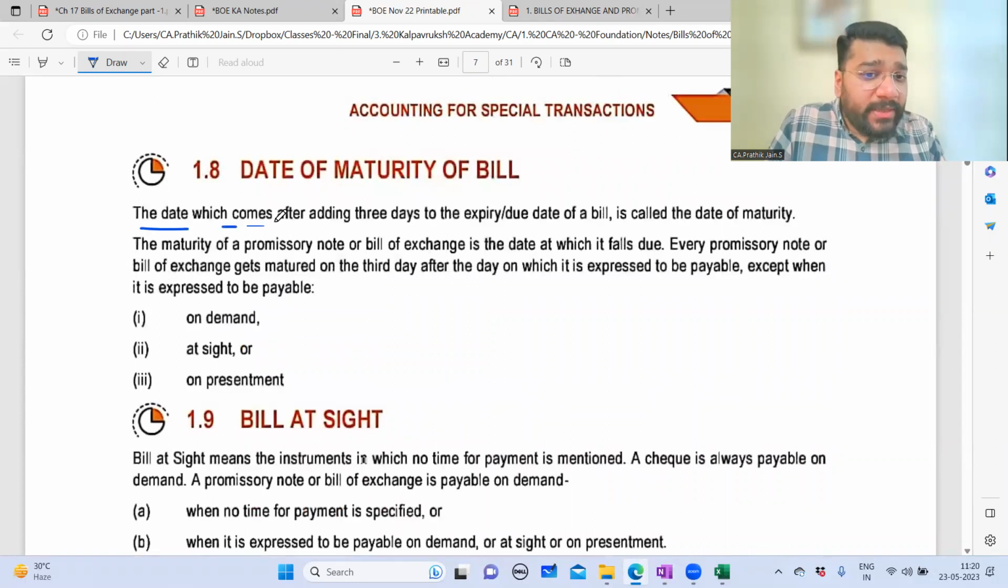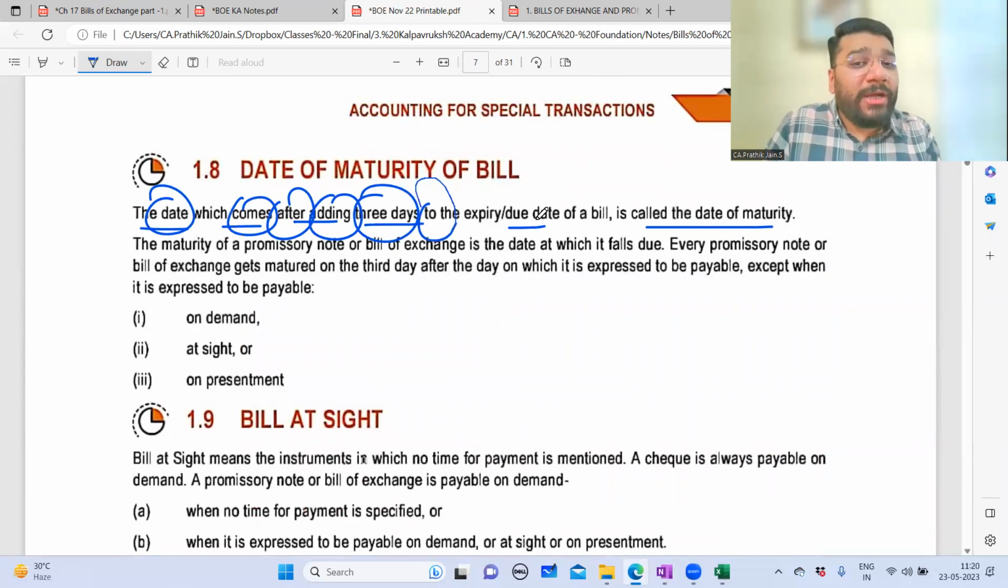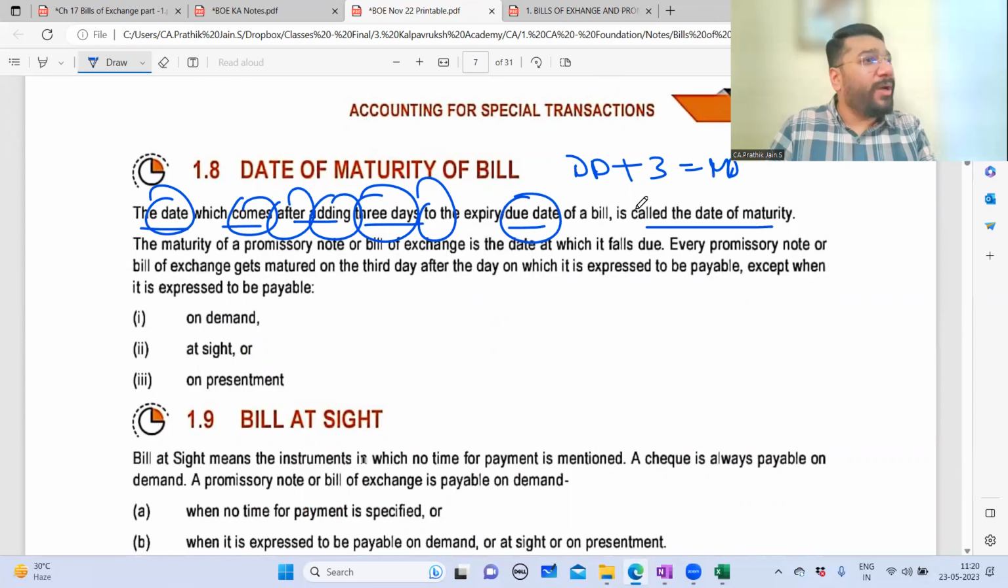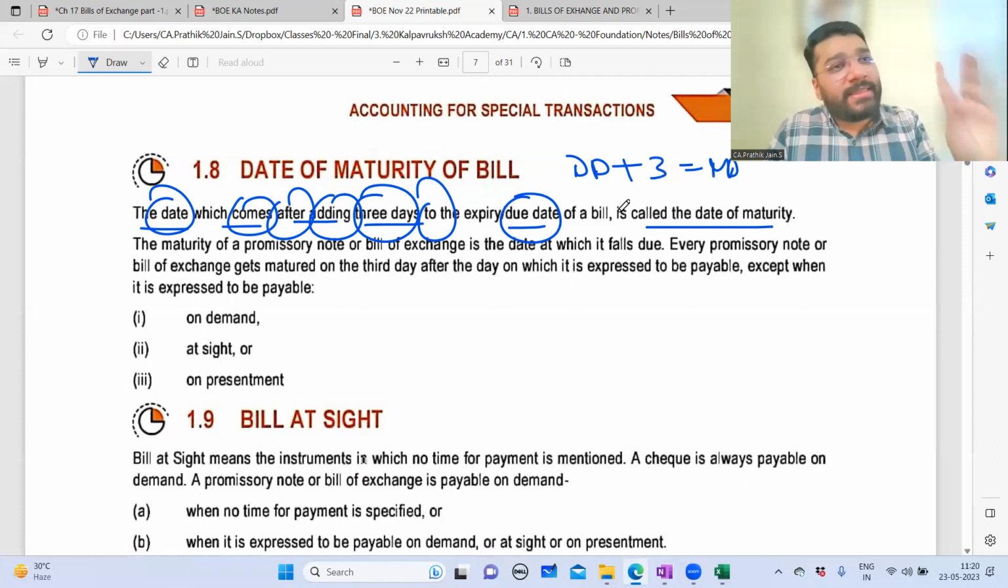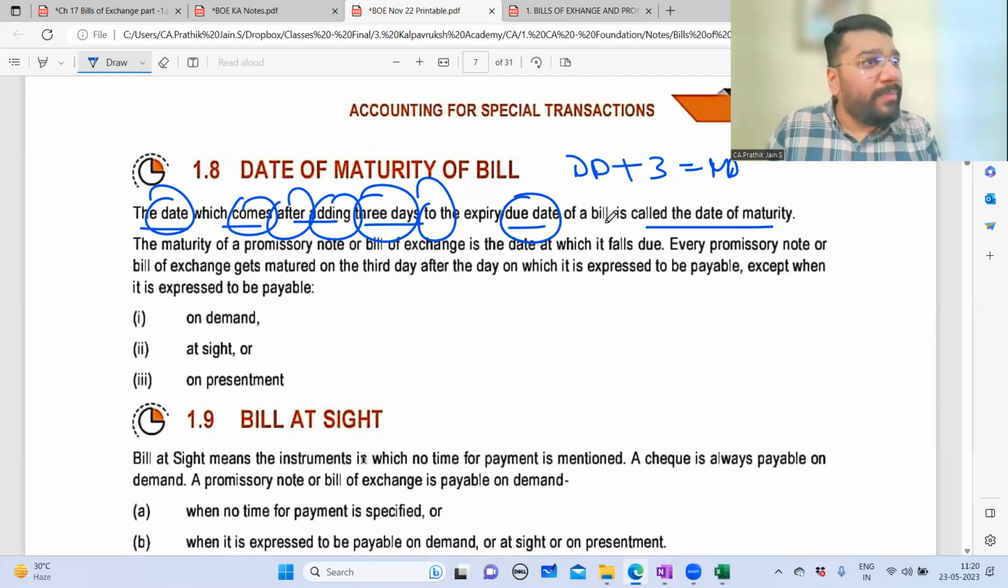The date which comes after adding 3 days to the due date is called the maturity date, which means the date which comes after adding 3 days. 3 days you're adding to what? Due date, which means due date plus 3 grace days is equal to maturity date. So theoretically, this is what they've said. But you see in all the practical questions, they've asked for due date. So due date and maturity date here mean the same. Always add 3 grace days and calculate the maturity or the due date.